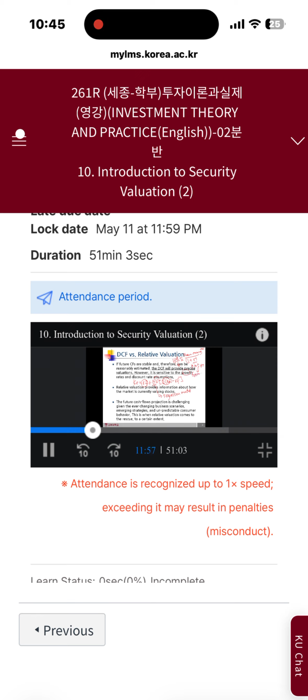From 6 years to infinite. During this period, you assume that the earnings will grow at a certain growth rate. We call this part the terminal value. Terminal growth rate or terminal value.